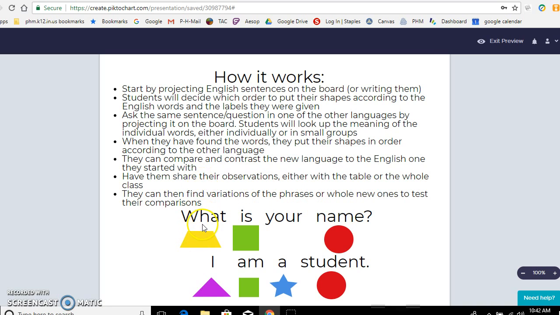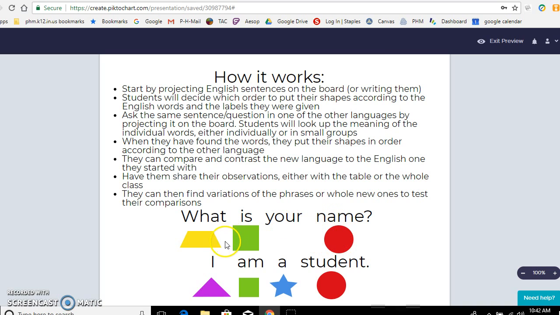So for example, what is their question word? They would use their yellow trapezoid. Is the verb, so they would use their green square. Again, I omitted determiner here for your, because I think that getting into genitive determiners is probably a bit too high level for them, but maybe just your name as the noun.